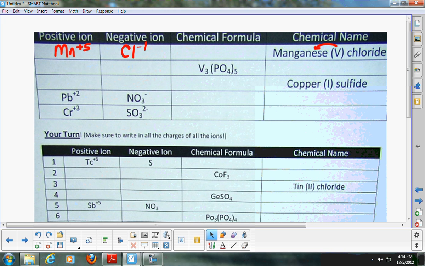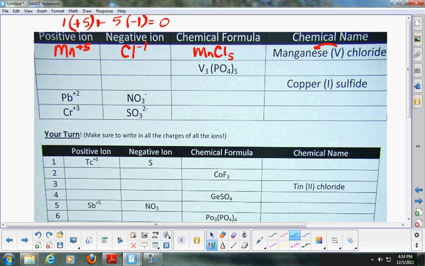Well, the common factor here is 5, so we're going to need 5 chlorines to add to 1 manganese. Because remember, plus 5 plus minus 1 has to equal 0. So how many of these are we going to need? How many of these? 1 and 5. So I'm going to write MnCl5. All right, let's go to the next one.